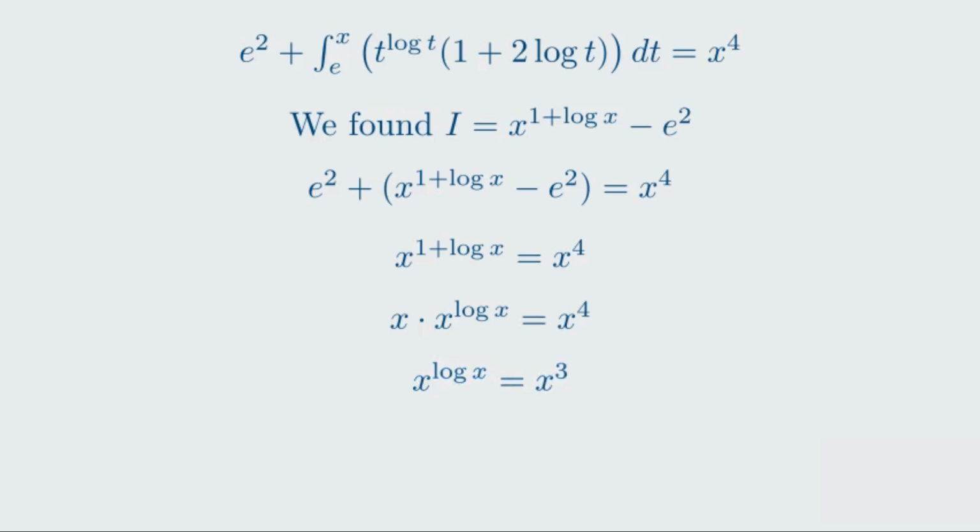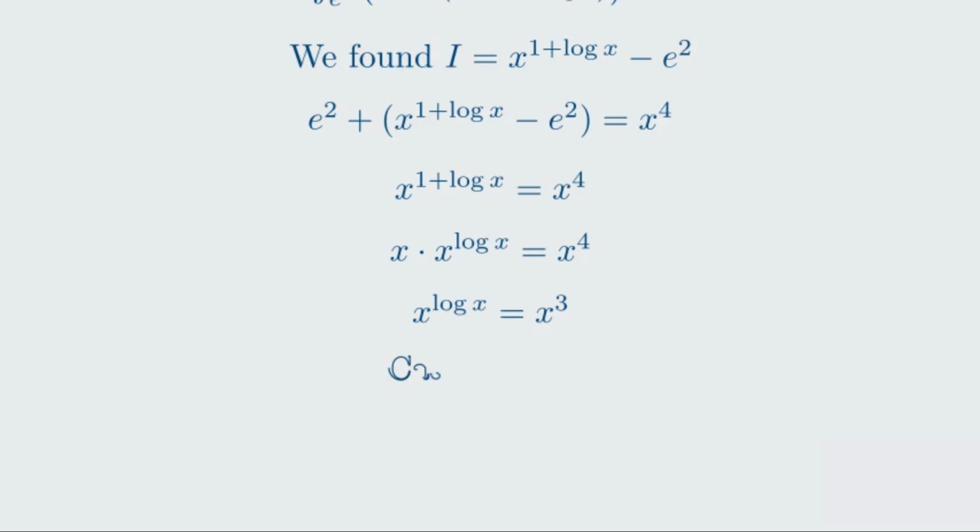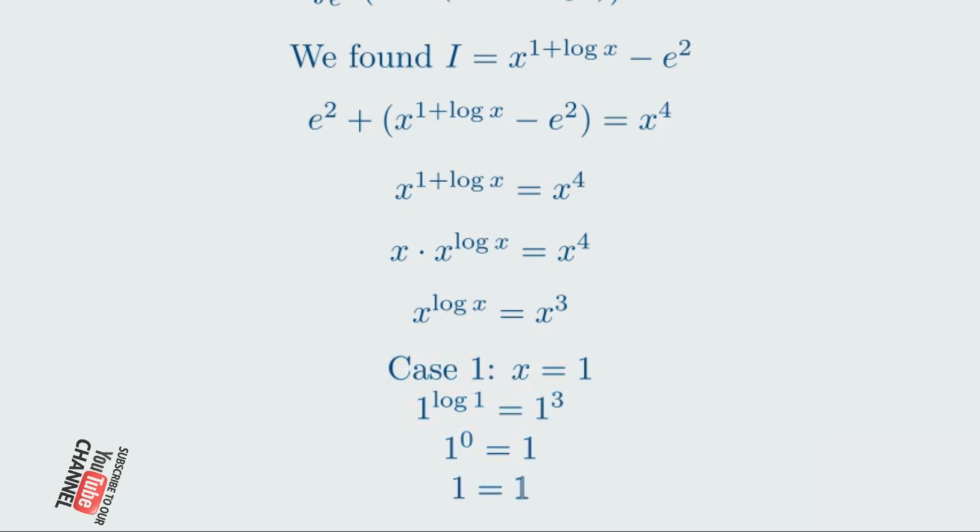This equation has two possibilities. Either the bases are the same, or the exponents are the same, or both. This equation can be satisfied in two main ways. The first is if the bases are both 1. If x equals 1, then 1 to the log 1 is 1 to the 0, which is 1, and 1 to the 3rd power is 1. So x equals 1 is a valid solution.